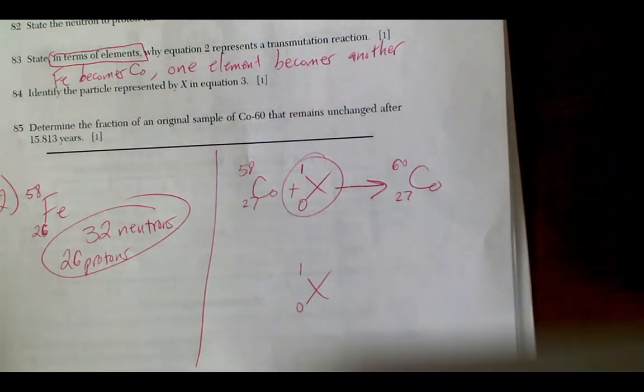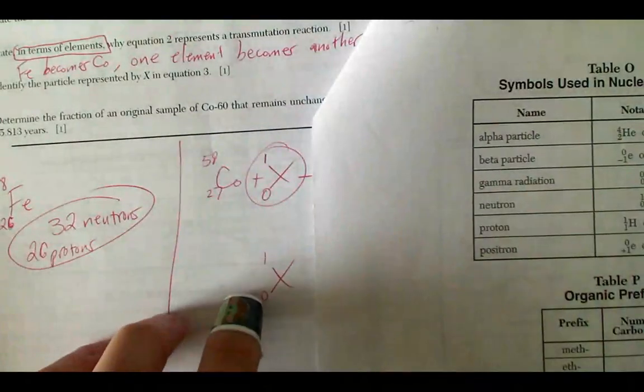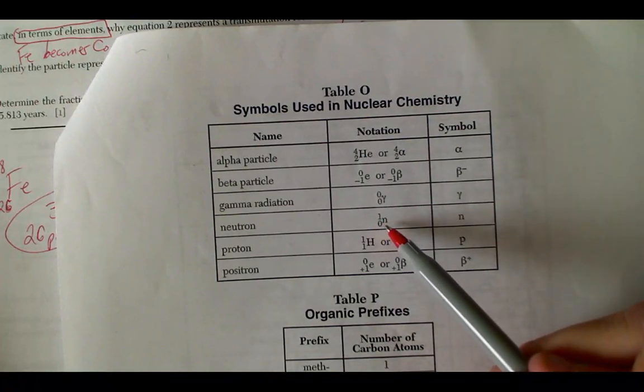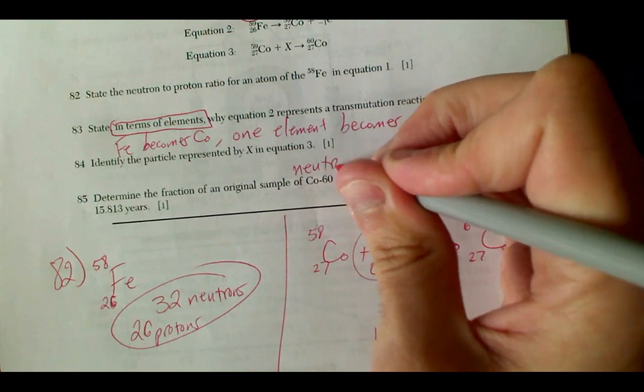I'm going to go to my nuclear particle chart, table O, and see what has a mass of 1 and an atomic number of 0. And that's right here. Mass of 1, atomic number 0, it's a neutron. X is a neutron. I'm going to go back and write neutron for my answer to number 84.